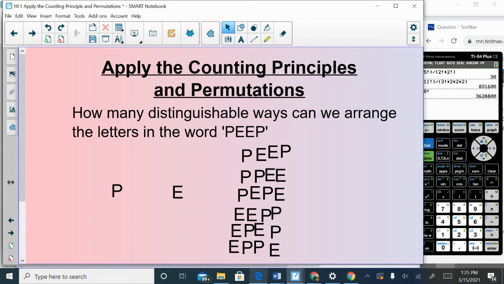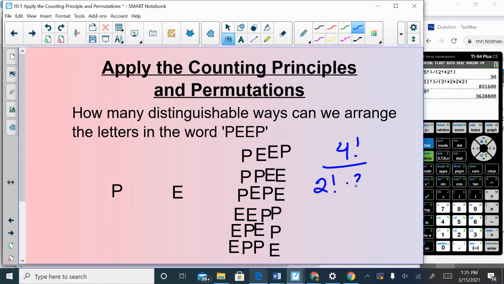Let's see if our formula backs that up. So the formula would say 4 factorial in your numerator, because that's the total number of letters, and then 2 factorial times 2 factorial. The reason why you'd have both of those 2's is because there's 2 letter P's and there's 2 letter E's. 4 factorial is 24. 4 times 3 is 12. Times 2 is 24. Times 1 is still 24.